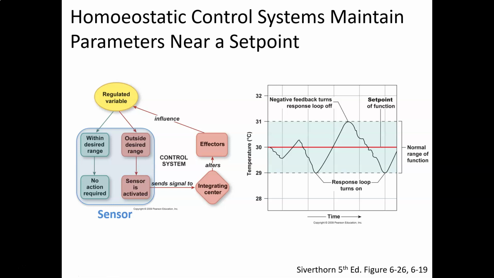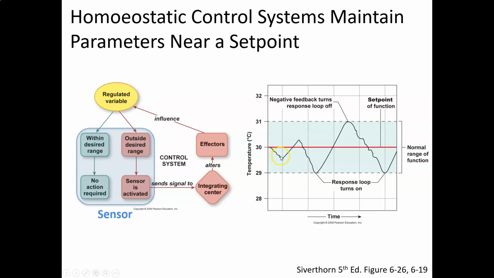So that's the 4 postulates for homeostasis that Cannon came up with. A couple other points about homeostatic control. Homeostasis helps to maintain our parameters near a set point. And the set point, let's say, is this red line here. That's the normal range of function. Okay? And it's controlled primarily through negative feedback.